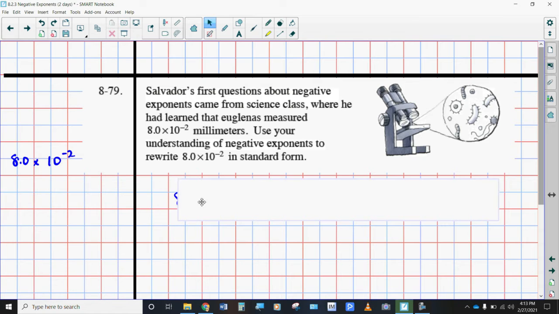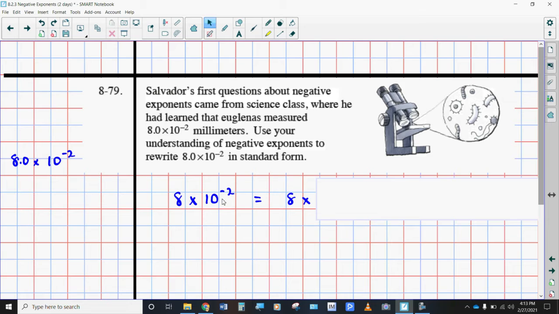All right, so we start with, there's no real reason to have that as 8.0. We could just write that as 8 times 10 to the negative second, which would be the same as 8, and then take the reciprocal, 10 to the second power, which would be 1/100th, which in decimal form is 0.01. Now I want you to notice something here. I want you to notice a pattern.